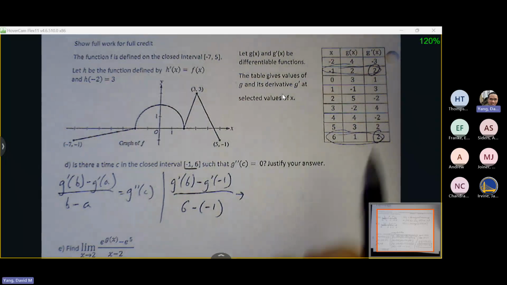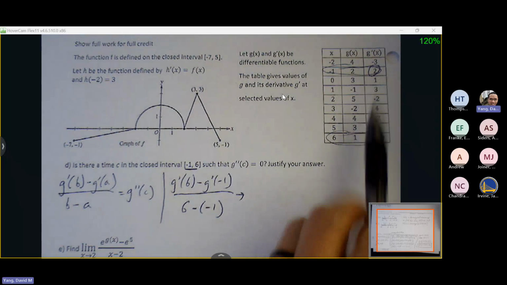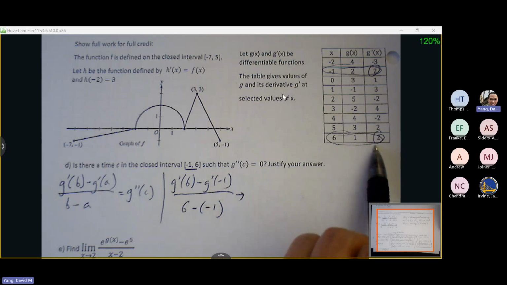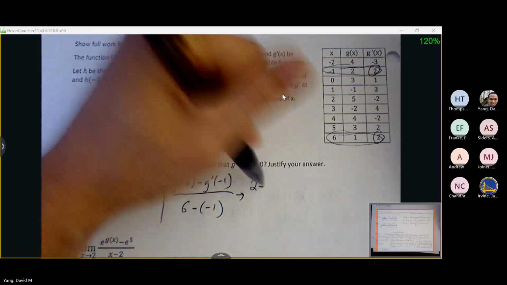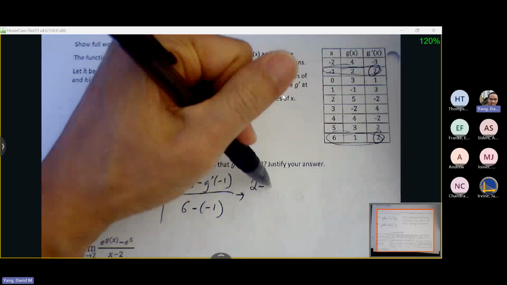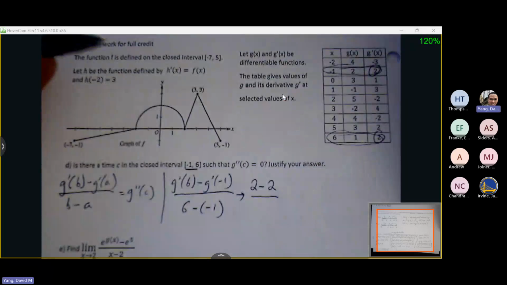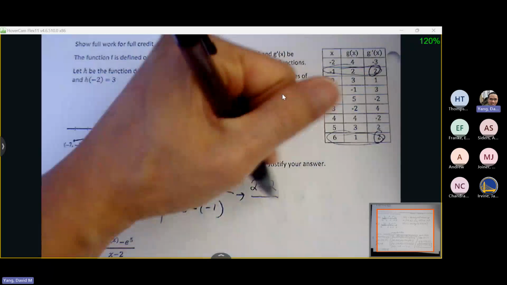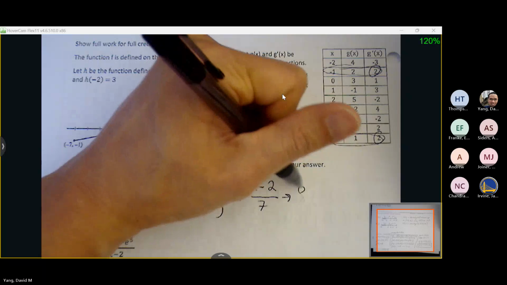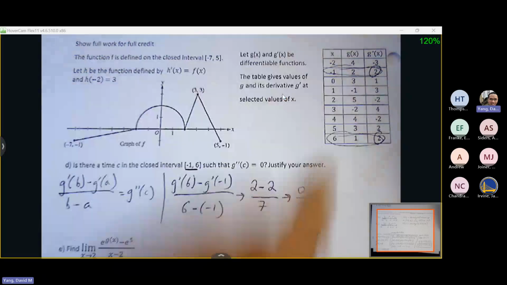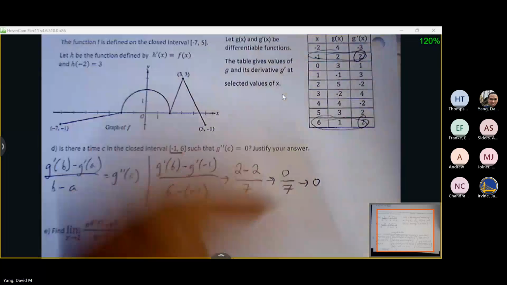So we go to our G prime table. G prime of 6 is going to be 2. G prime of -1 is also 2. And then 6 plus 1 is 7. You get 0 over 7. How can I interpret that? That is 0, right? If you plug it in the calculator, you'll get 0 as well.